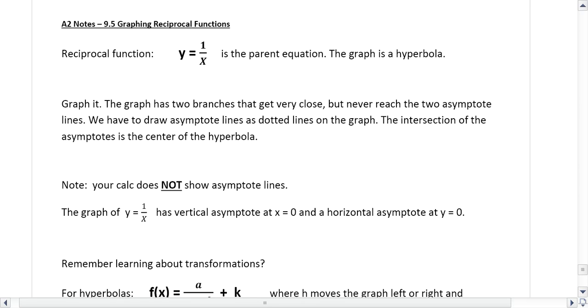Now, I'd like you to note that if you entered this on your calc and you're looking at it, your calc does not graph the asymptote lines. It won't tell you that they're there. You simply have to figure it out by looking at the graph and maybe looking at the table and figuring that out.